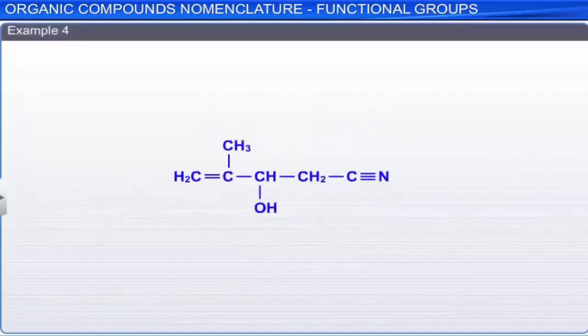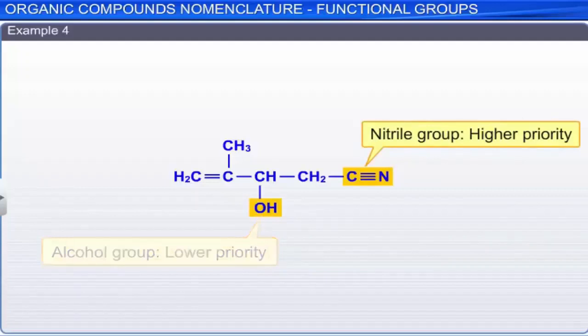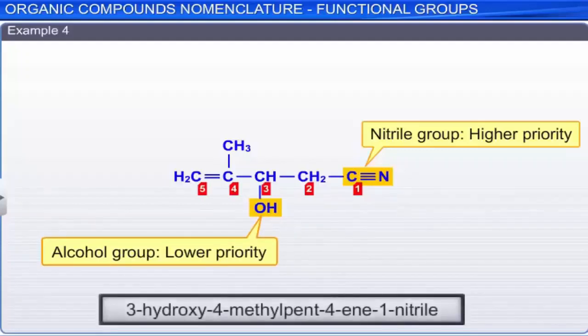Now let's name this compound. In this compound, there are 2 functional groups attached, nitrile group and alcohol group. As the nitrile group has higher priority than the alcohol group, we will number the carbon chain such that the carbon of the nitrile group gets position 1. Hence, the name of the compound will be 3-hydroxy-4-methyl-pent-4-ene-1-nitrile.